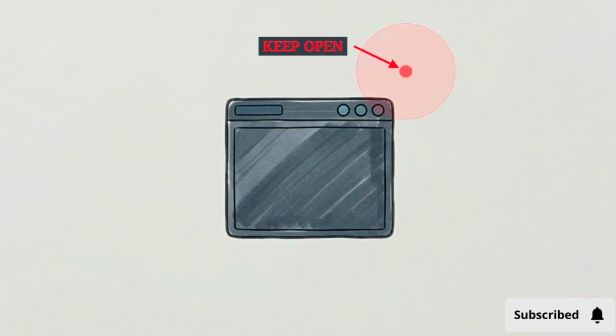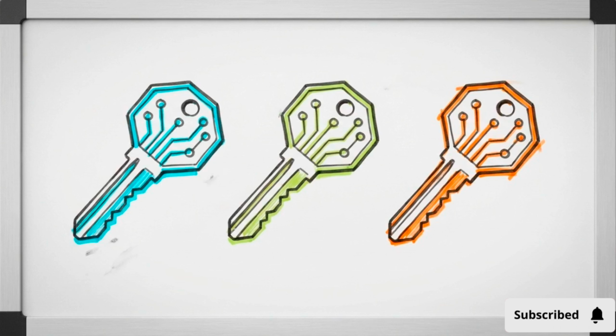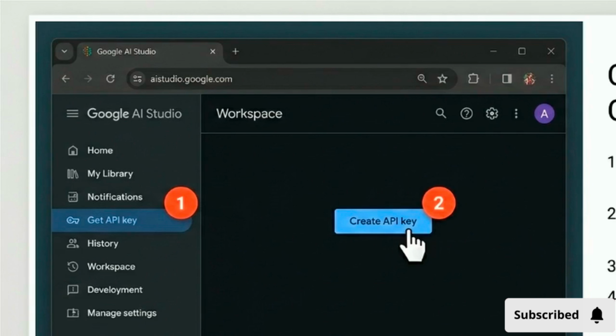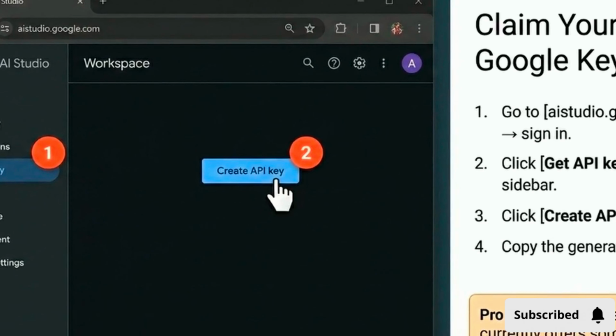Just remember to keep this terminal window open. Closing it will shut down the server. To power the system, we need to gather free API keys from several major AI providers. Head to Google AI Studio first. Sign in, click Get API Key in the sidebar, and then select Create API Key to generate your string.